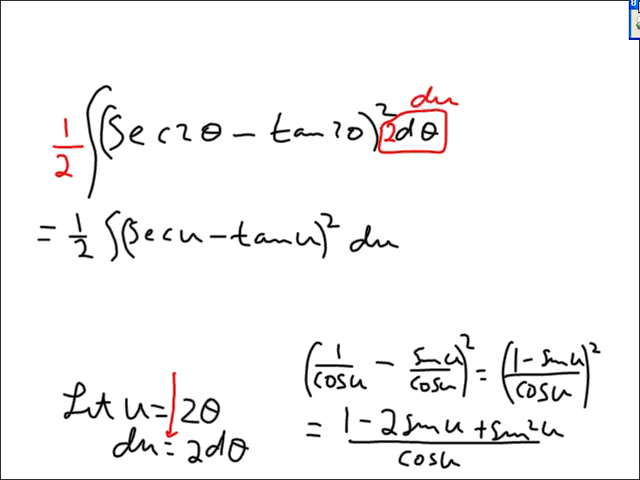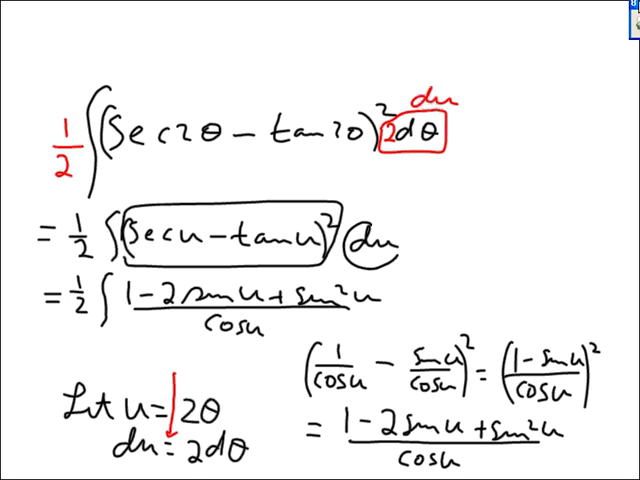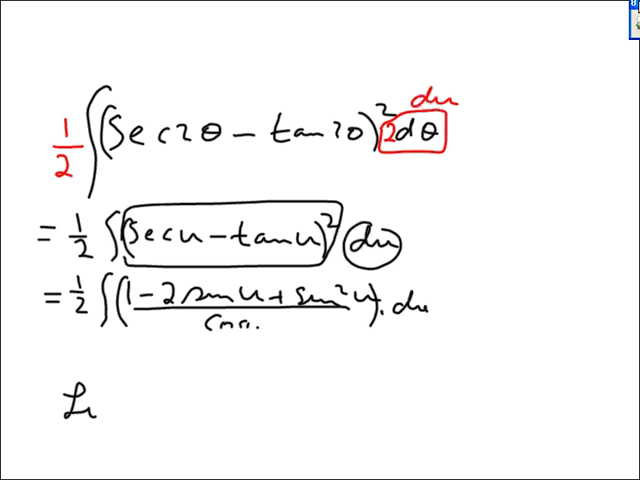Okay. So this is equal to 1/2 times this piece, which we said is (1 minus 2 sine u plus sine squared u) all over cosine u, and don't forget to multiply by du. So this is many integrals. In fact, it's 3 integrals. The integral of a sum is the sum of the integrals.